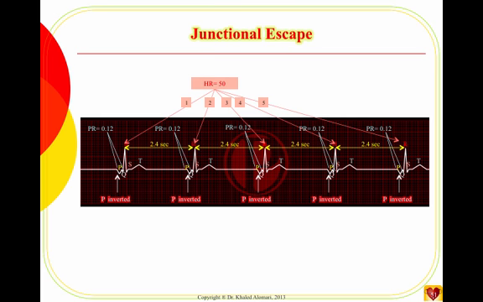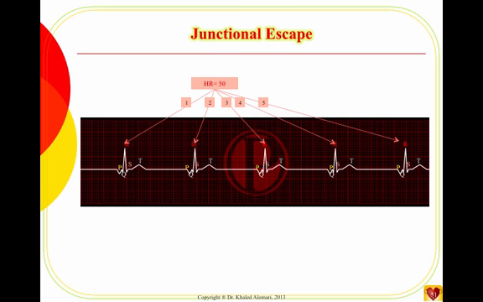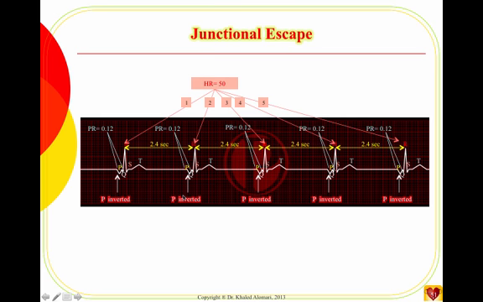So the major thing, as you see, is that the P is inverted, the rhythm is regular, and the QRS is normal. What distinguishes this rhythm? Number one, the P is inverted. Number two, the heart rate is below 60. At this point, for this course, you can stop and say this is a junctional escape, and everything else is still normal.